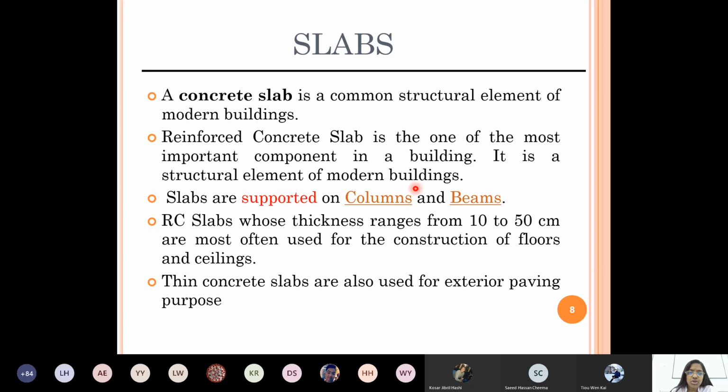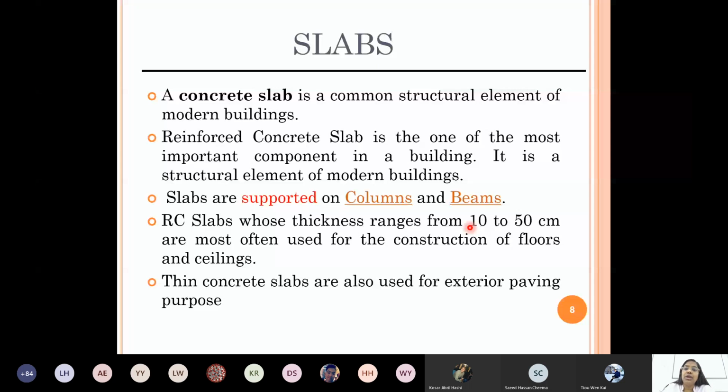Slabs are supported on columns and beams, right? Depending on the level, they may be supported by columns and beams, which then transfer the load to the foundation. RCC slabs have a thickness ranging from 10 to 50 centimeters. 10 to 50 centimeters, can you imagine?